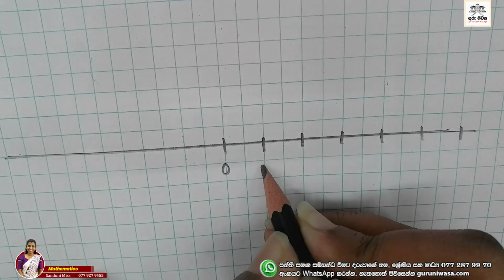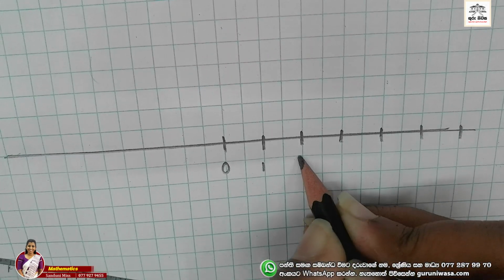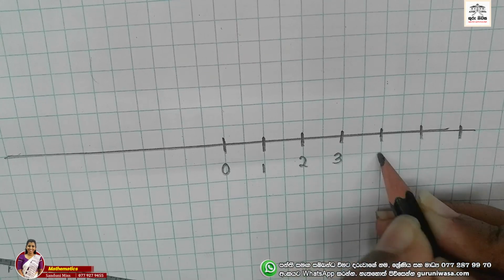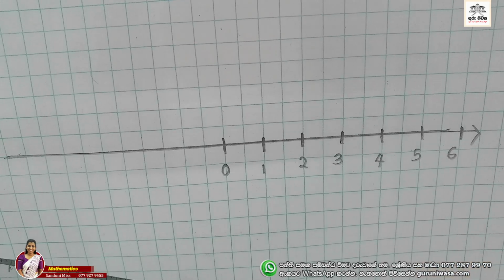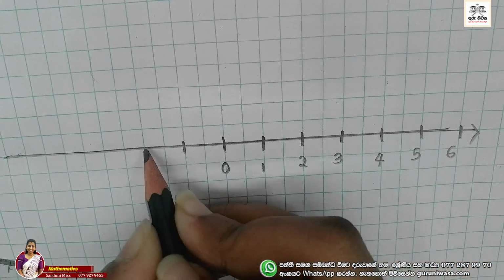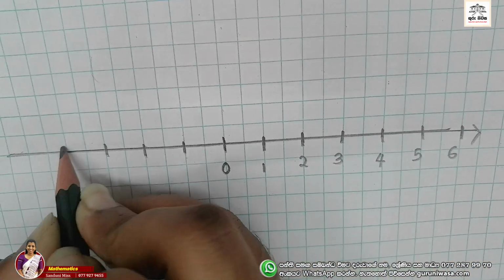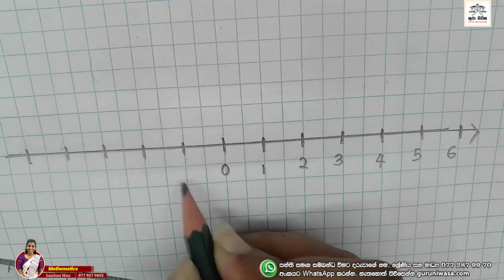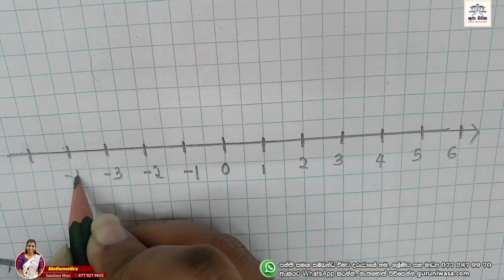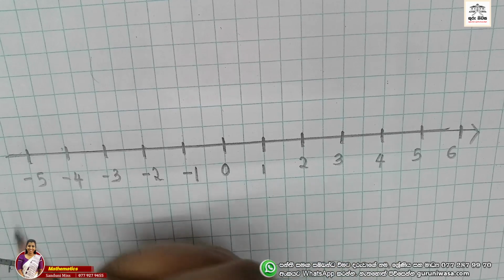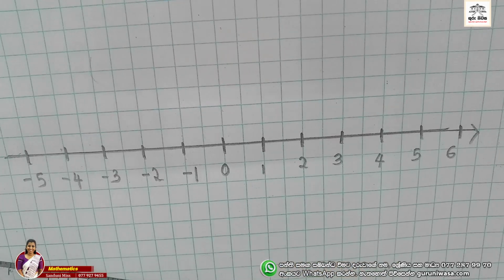So this side, what do you have? 1. This side also the same. Mark gaps. 1. Right. So like this. Draw the number line in your notebook.